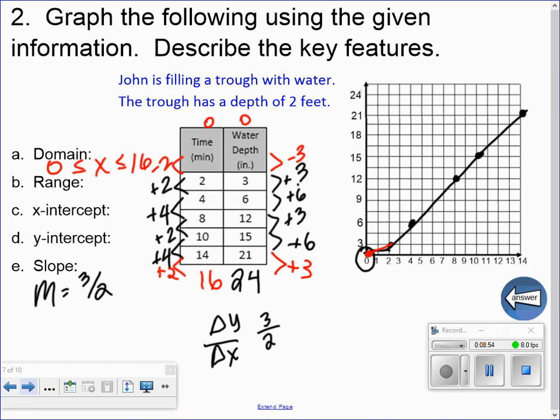When I'm at 0 minutes, we have 0 water. And when I'm at 16 minutes, we have 24 inches or 2 feet of water. Our x-intercept is at 0, 0 because it touches at the origin. And that also happens to be our y-intercept.